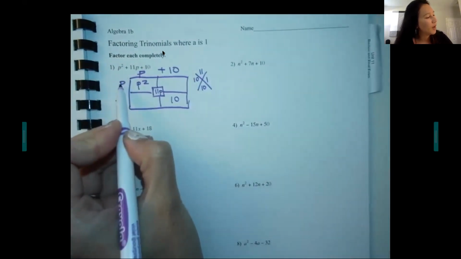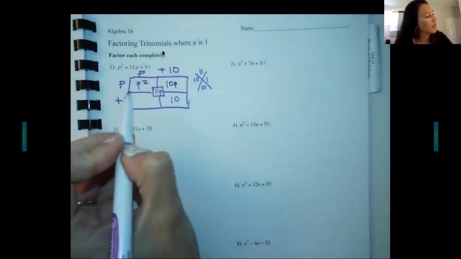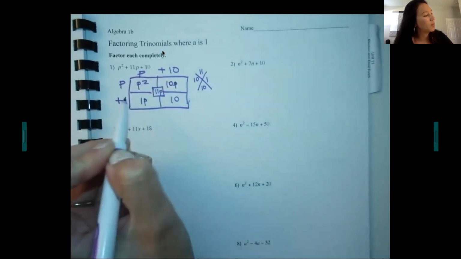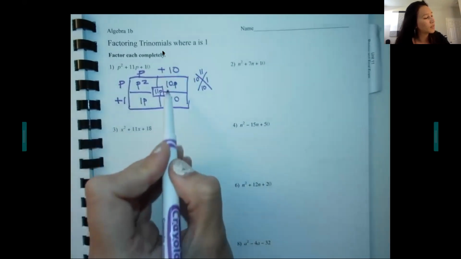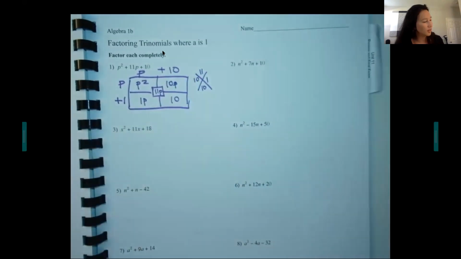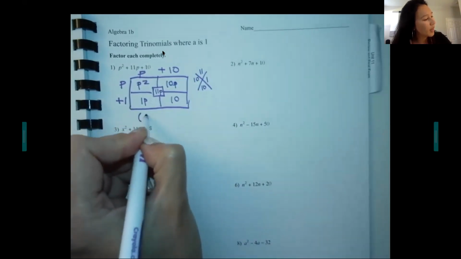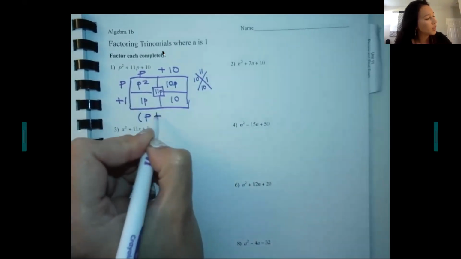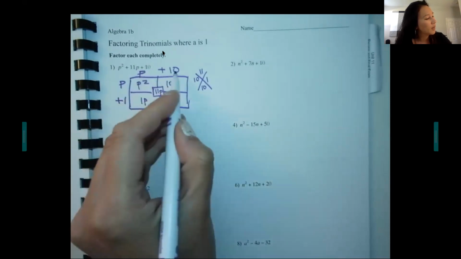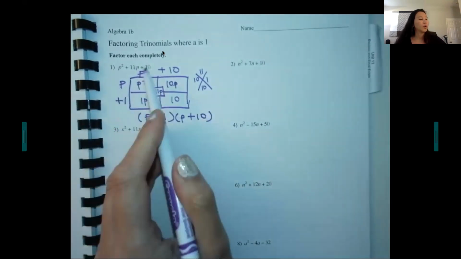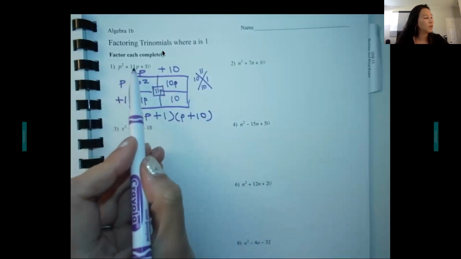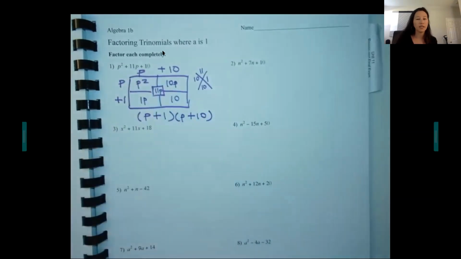And we'll finish filling it out. P times 10 is 10p. 1 times p is 1p. 1p and 10p, yep, that adds to 11p. And 1 times 10, that gives us our 10. So we know we did it correctly. And so the factored expression is p plus 1 times p plus 10. Those are what multiply to give us p squared plus 11p plus 10.